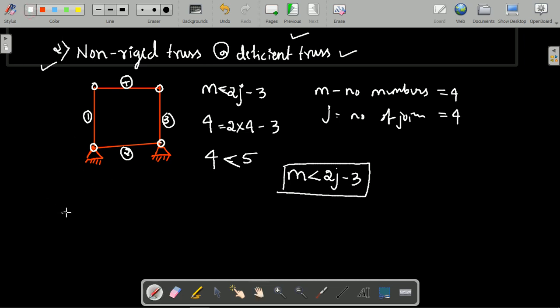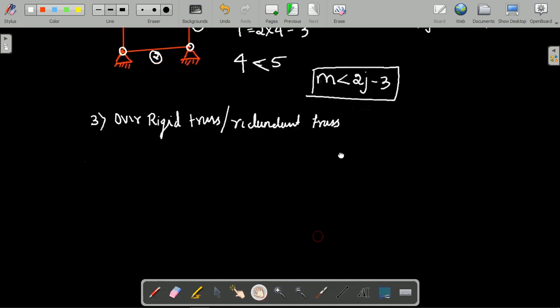That is the third type of truss we are using, the over rigid truss. We can also call it the redundant truss. What does it mean, seeing the equation itself? If m is greater than 2j minus 3, then that type of truss comes under the over rigid truss.